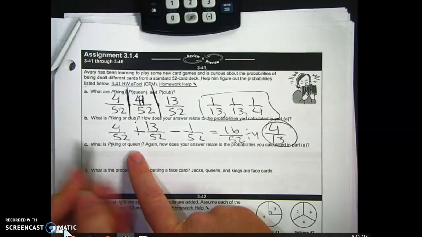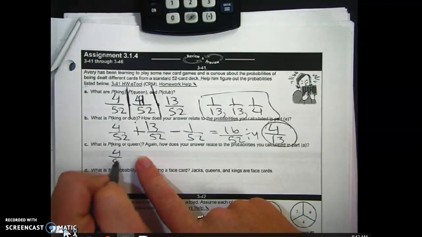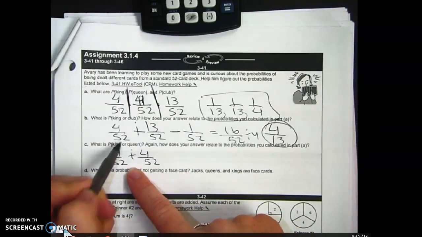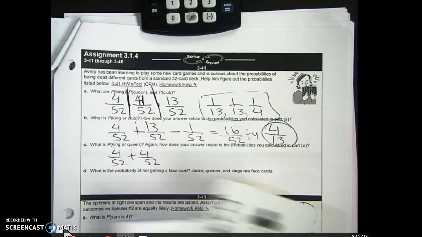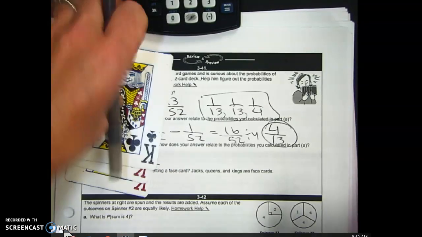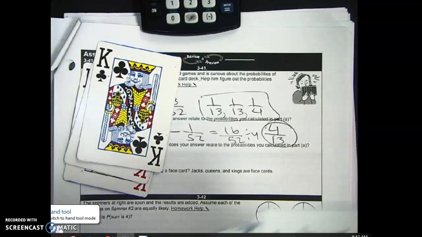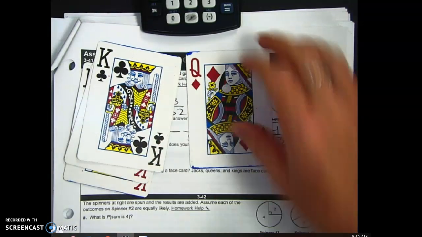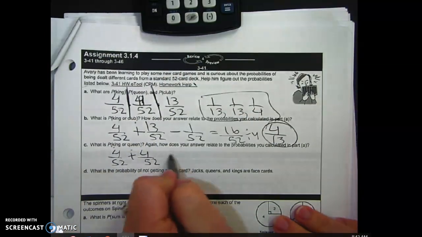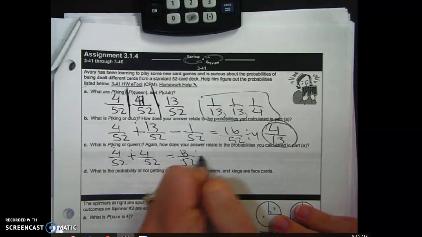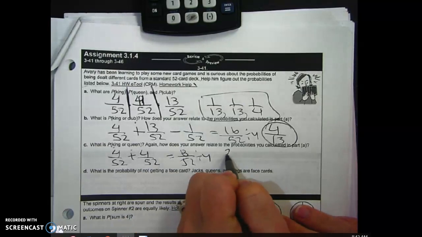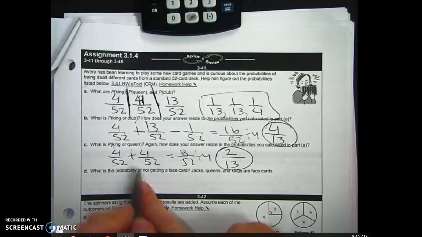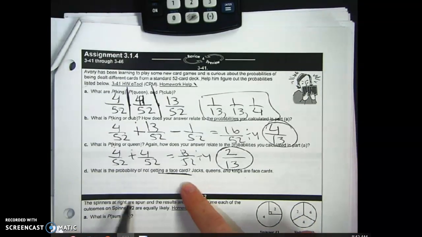So what's the probability of picking a king or a queen? Okay, there's 4 out of 52 kings. There's 4 out of 52 queens, but the kings and the queens are separate cards, because remember, the kings are over here, and then the queens are, I can't even find any, are completely different cards, so they don't overlap at all. So that equals 8 over 52, divide by 4, 2/13.